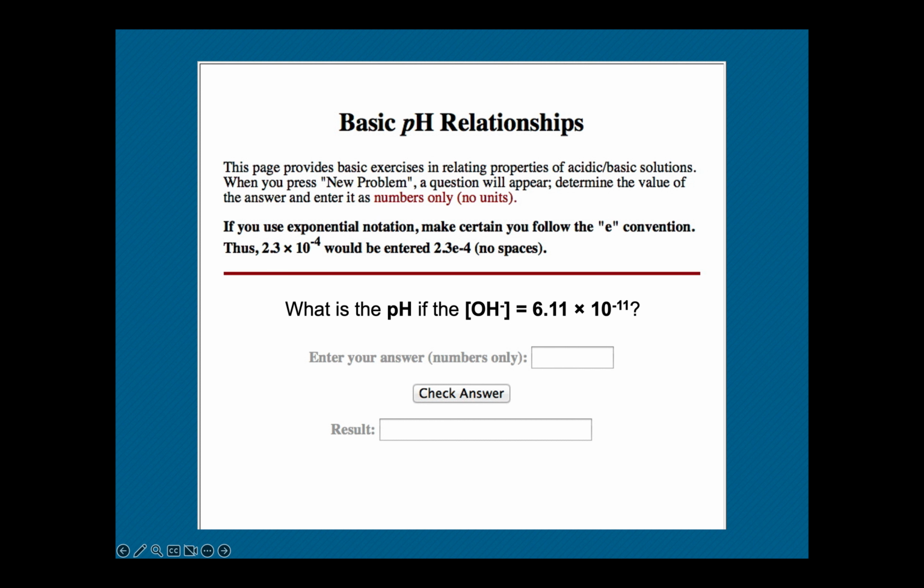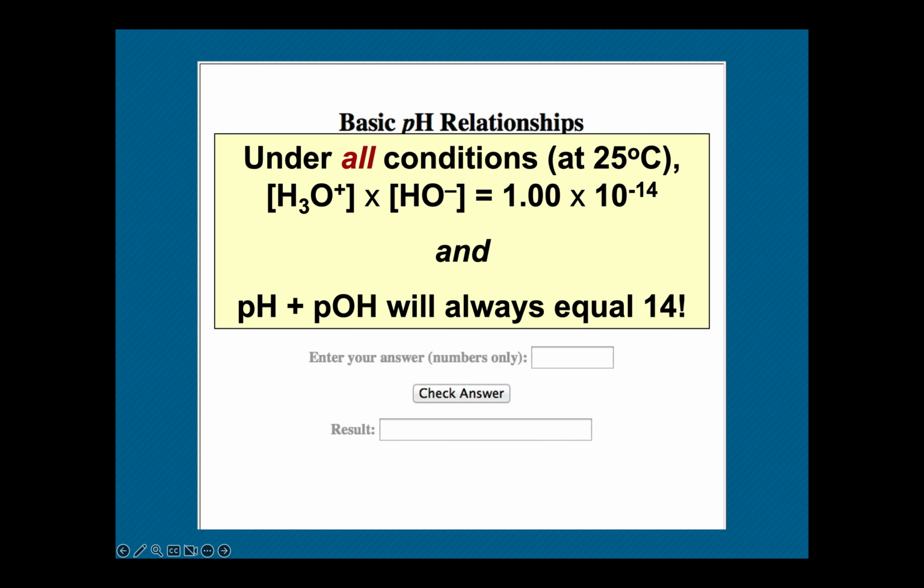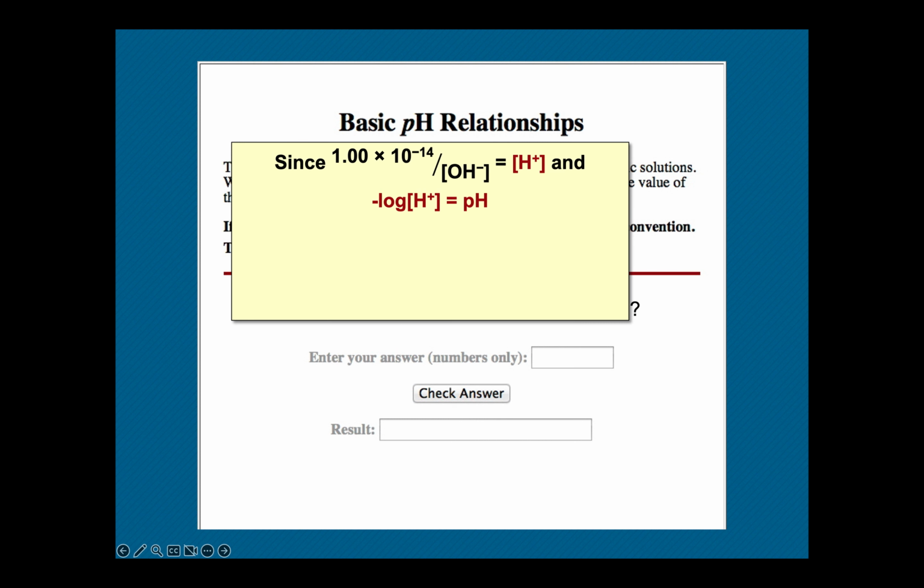Well, what you're going to have to do here is convert hydroxide to hydronium. We can do that because we know that hydronium times hydroxide is 10 to the minus 14. So we'll take our 10 to the minus 14, divide by hydroxide, and get hydronium. 10 to the minus 14 over this gives that, and then we're going to take its log and get pH.